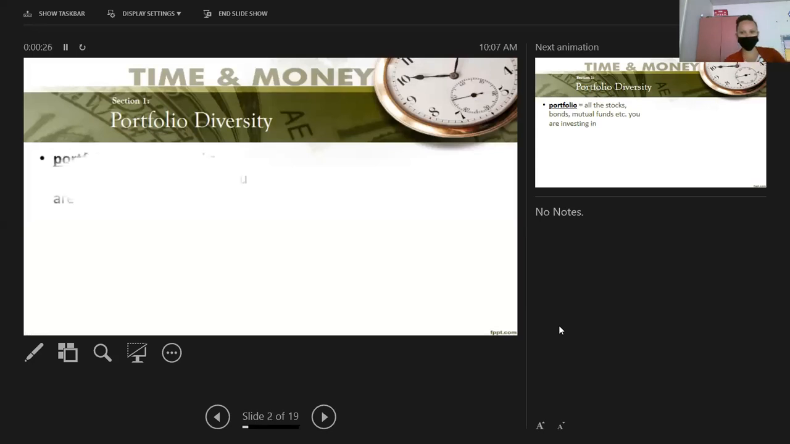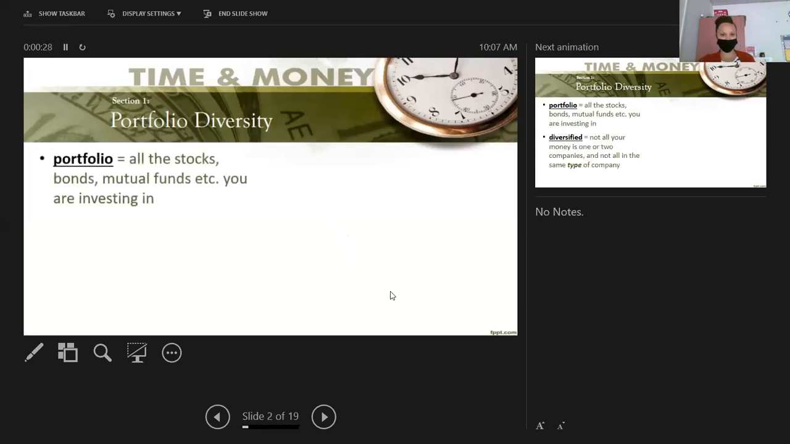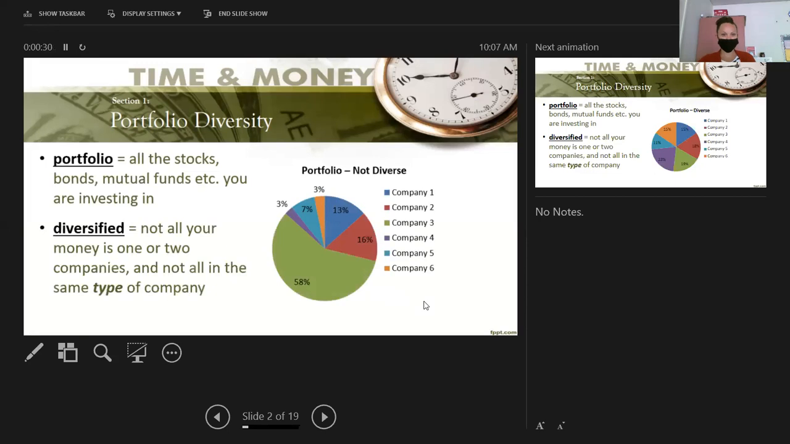So portfolio diversity. Some of these notes are repetitive and you don't necessarily need everything, because some of this we already did in chapter 10. This is an outside resource, so it's part of chapters 10 and 11 with some extra stuff in it. The portfolio is all the stocks, bonds, mutual funds, etc. you're investing in, and you want it to be diversified.